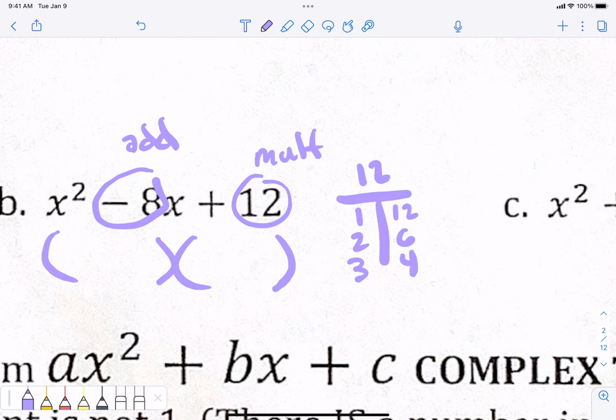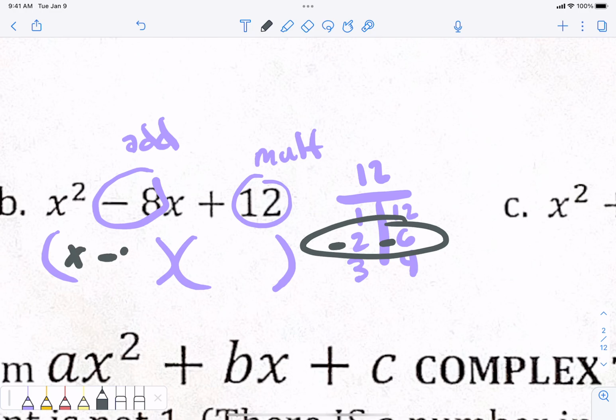-6 and -2. Yeah, -6, -2. 2 and 6 are going to give me 8, but if I want them to be the right sign to make -8, they have to both be negative. So what do my two groupings look like? X minus 6 and X minus 2. I heard somebody say X minus 6, X minus 2. If they put them in the other order, is it wrong? No, it doesn't matter, right? So that's fine. That's all, right?